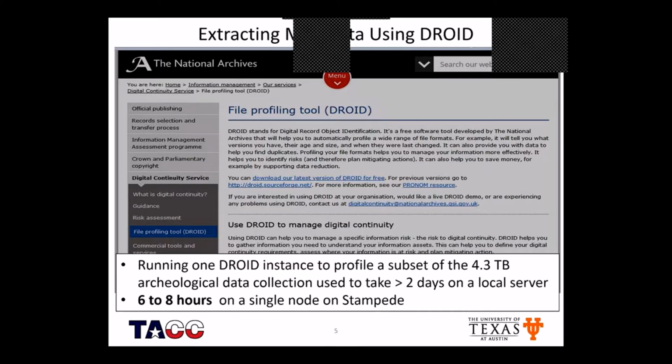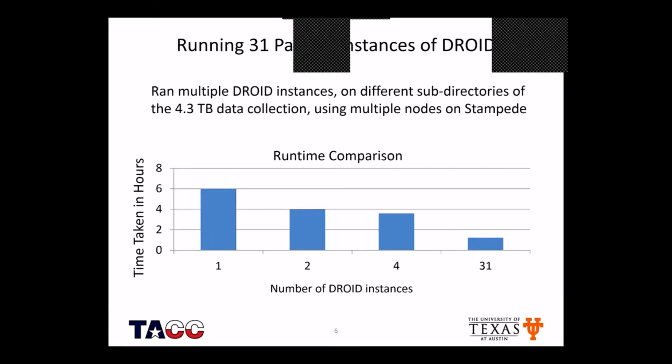Droid basically stands for Digital Record Object Identification, and as I was telling you, it's used for profiling the data sets. Its nice point is that there are hundreds and hundreds of formats that Droid can recognize and profile. As the first step, we just ran one instance of Droid on Stampede after making it work. There were some tweaks to get Droid working on Stampede at the beginning. But when we got it working, it took about 6 to 8 hours on a single node on Stampede to profile 4.3 terabytes of data.